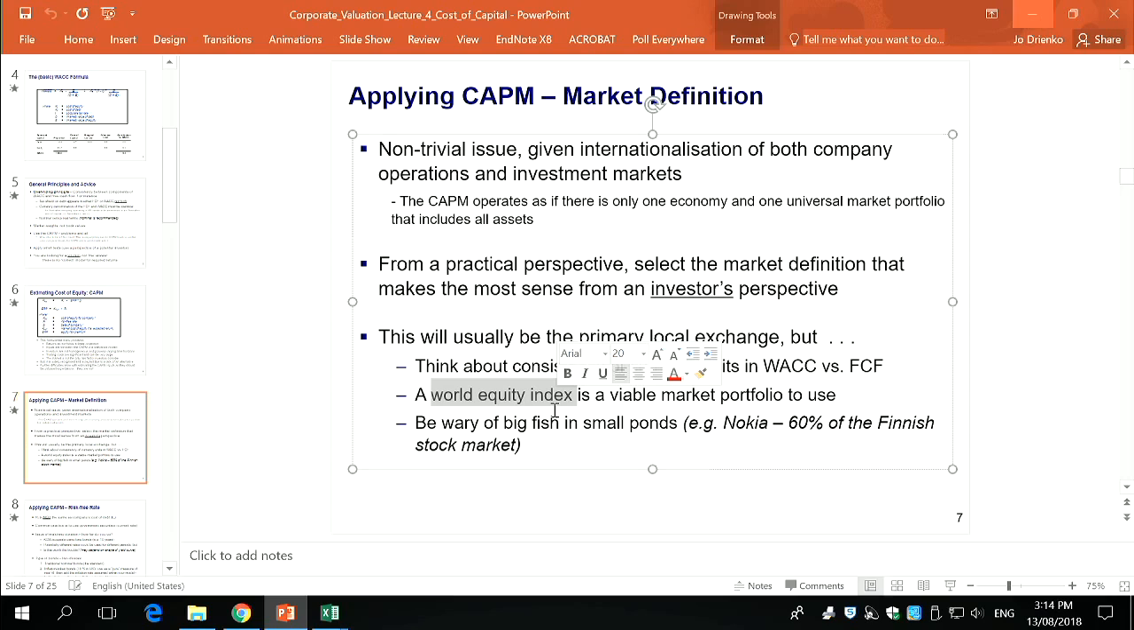So the first step in the estimation of cost of equity and the CAPM is to define a market. The world equity index is probably the best market I can think of. The alternative is just to use the ASX 200, which is also okay. Nothing wrong with it.